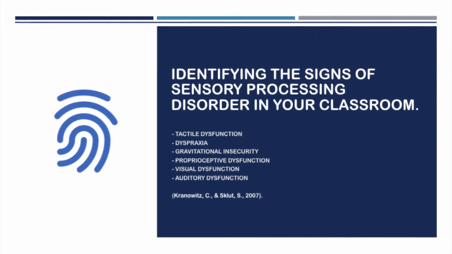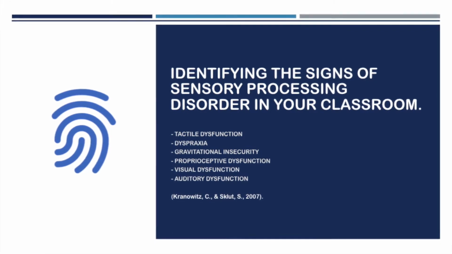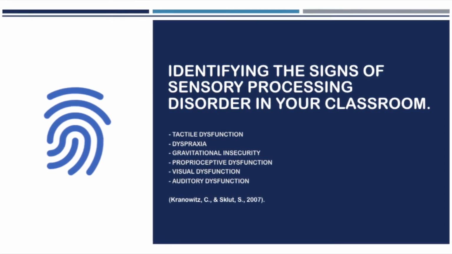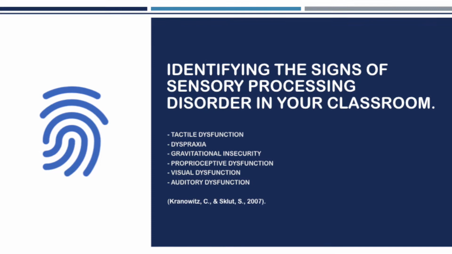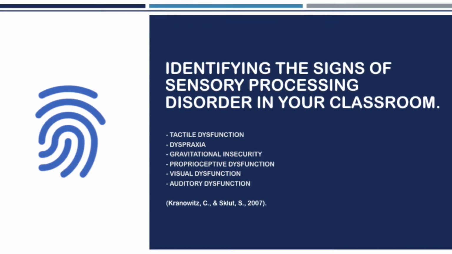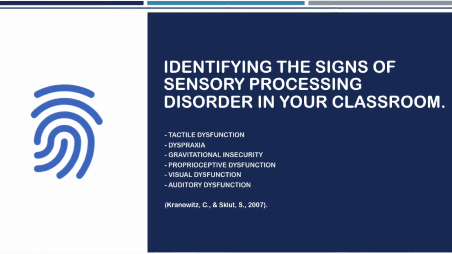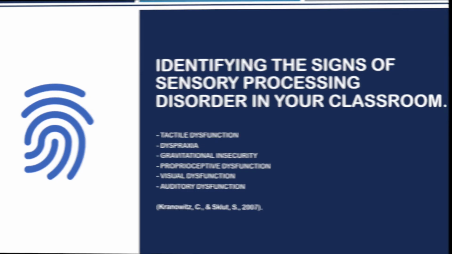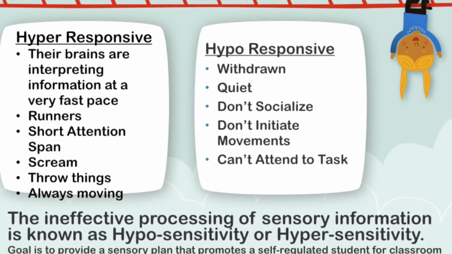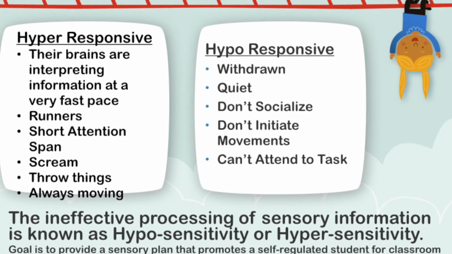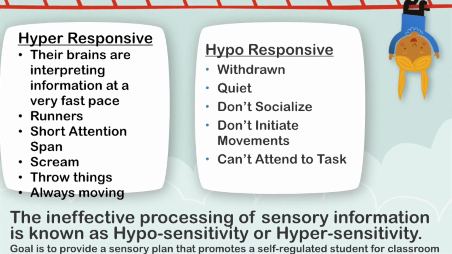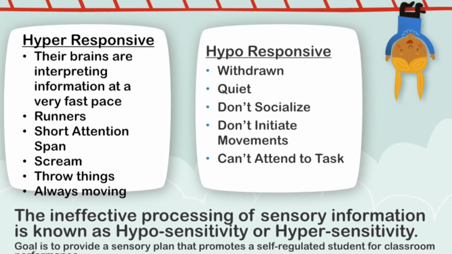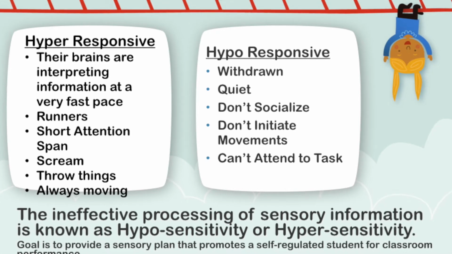Now for the second objective of this e-learning module. This is to identify the signs of sensory processing disorder in your classroom. These consist of tactile dysfunction, dyspraxia, gravitational insecurity, proprioceptive dysfunction, visual dysfunction, and auditory dysfunction. The ineffective processing of sensory information is known as hyposensitivity or hypersensitivity. The goal is to provide a sensory plan that promotes a self-regulated student for classroom performance.